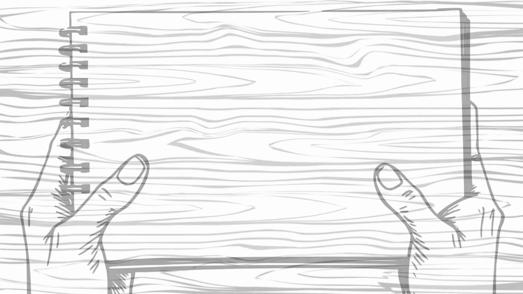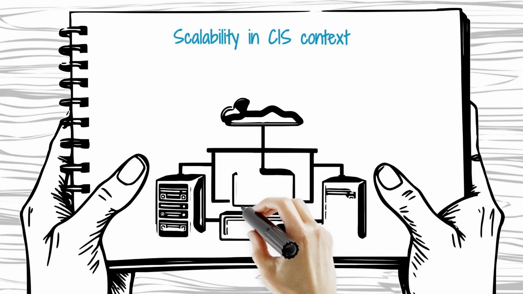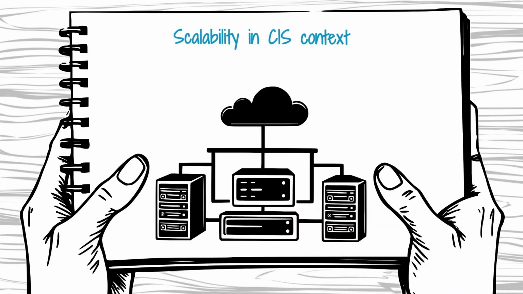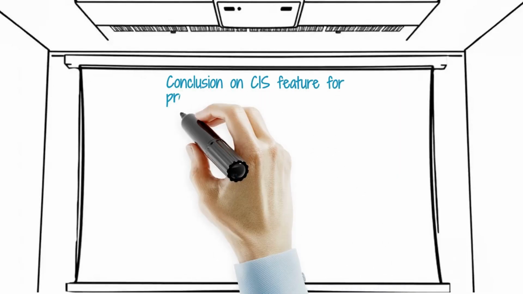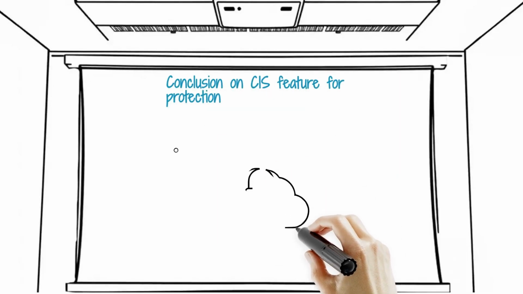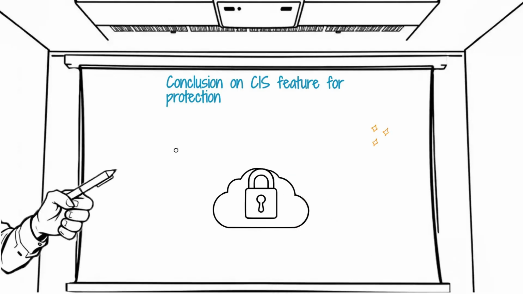D. Scalability. This refers to an application's ability to handle increasing loads. CIS can help with scalability through load balancing and traffic management, but it doesn't directly address protection from malicious attacks like DDoS, data theft, or bots, in the same way security features do. Therefore, the feature of Cloud Internet Services, CIS, being discussed when talking about protecting against DDoS attacks, data theft, and bot attacks is security.